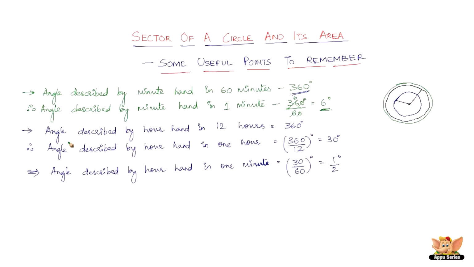And what we're going to deduce from this is the angle described by the hour hand in 1 minute. 1 hour is how many minutes? It's 60 minutes, right? So in 1 minute, it's going to cover 30 degrees divided by 60. That's going to be half a degree. That means an hour hand rotates through half a degree in 1 minute, that is 0.5 degrees. So that's all.